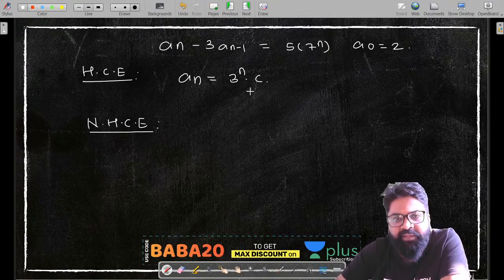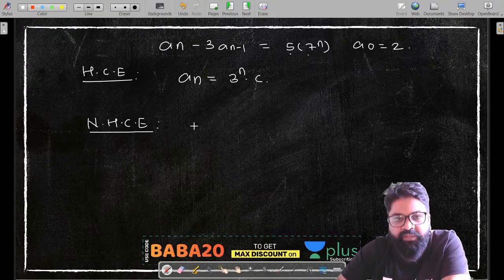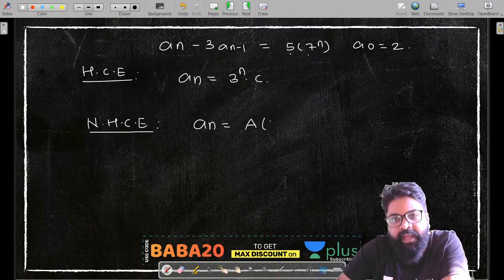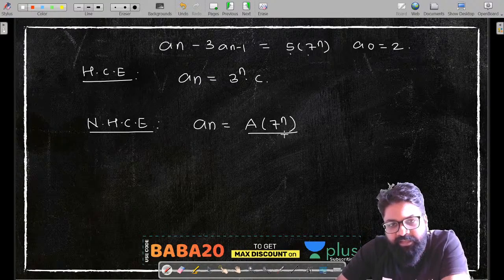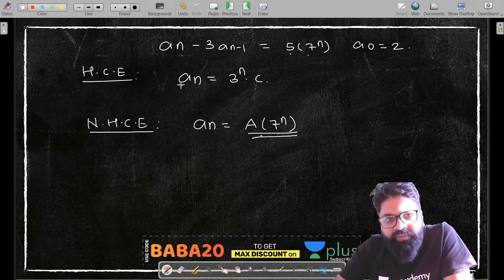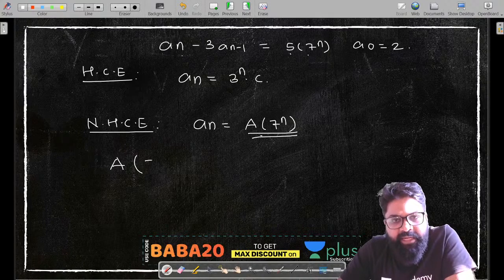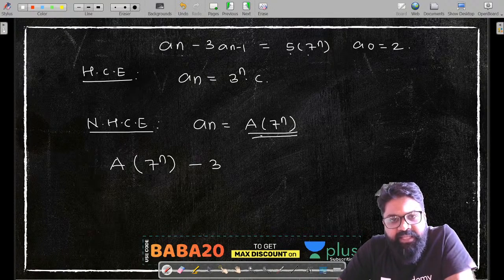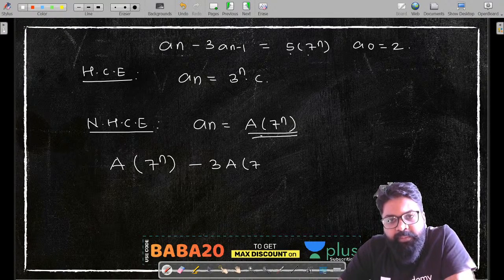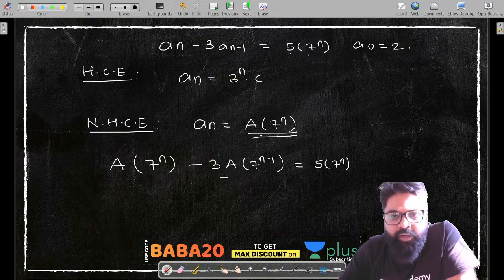So for non-homogeneous, whenever you get 5 times 7 raised to n, the substitution that you will try to substitute is basically a and then 7 raised to n. This substitution is very important. Now try to substitute this into here. What you will be getting: a and then 7 raised to n minus 3 and then a and then 7 of n minus 1, and then 5 of 7 raised to n. So first find the value of a.